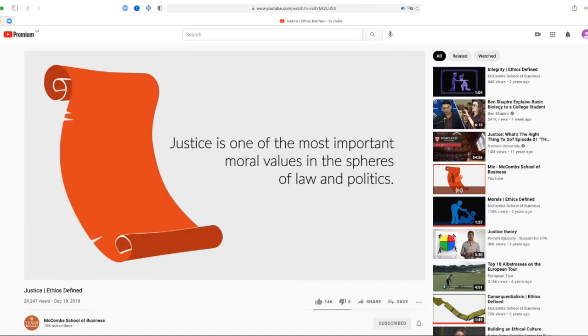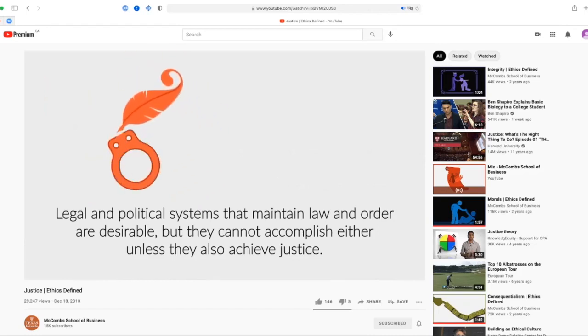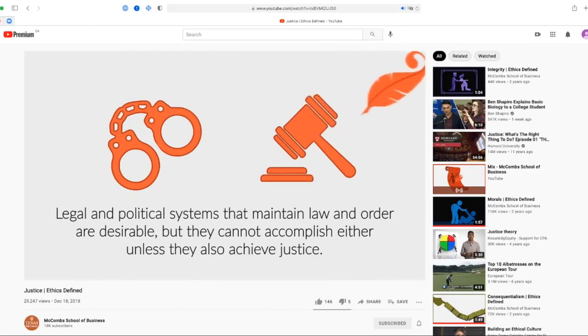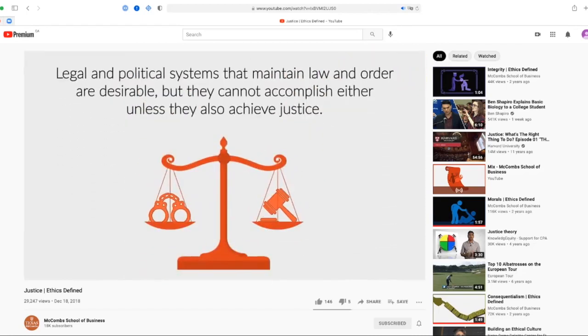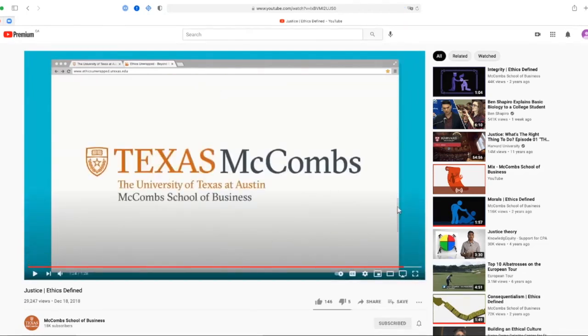Justice is one of the most important moral values in the spheres of law and politics. Legal and political systems that maintain law and order are desirable, but they cannot accomplish either unless they also achieve justice. So that's justice, and you guys have seen that before. So again, just to highlight where we're at in learning about these concepts and terms.